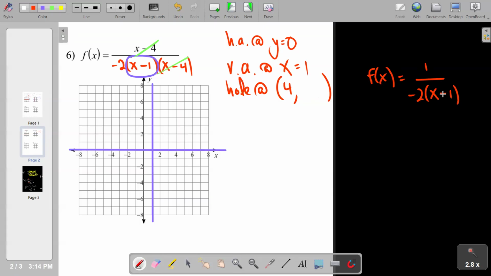And now we're going to take the number 4 and we're simply going to do some basic math. We're going to plug it in right there. What is 4 minus 1? 3. What's -2 times 3? And what's 1 over -6? It's -1/6.